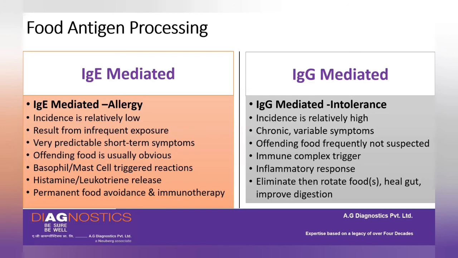Whereas in IgG-mediated intolerance, the incidence is relatively high, with chronic variable symptoms, and the offending food is frequently not suspected or cannot be pinpointed. Immune complex is the trigger, and the treatment here would be to eliminate, then rotate foods. When you eliminate the food, the gut may heal itself and the digestion will improve, after which you can again reintroduce the offending food and see if the patient tolerates it. Then the patient can start having that in his or her diet again.